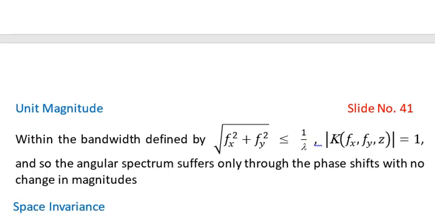Then unit magnitude. Within the bandwidth defined by this one, that is the square root of fx square plus fy square is less than or equal to 1 over lambda, the modulus value or the magnitude value of the capital K defined at fx, fy, z is equal to 1. This you can easily see, because this depends upon the complex value, and so if you take the absolute value of that one, then you are left with only 1. And so the angular spectrum suffers only through the phase shifts with no change in magnitudes. So magnitude remains the same throughout the region of the bandwidth.